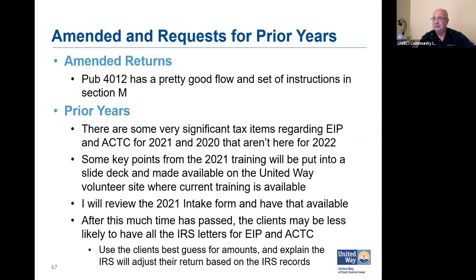If you get to prior years, as I mentioned, there are some really significant tax items for economic impact. I'm going to take some of the key stuff related to that from last year's training and put it into a more consolidated, Cliff Notes slide deck, and put that out on the volunteer site. So if anybody is doing a prior year and has questions about what we did for advance child tax credit and that stuff, you can go out to that volunteer site where this recording is going to be and some other stuff, and take a look at that slide deck.